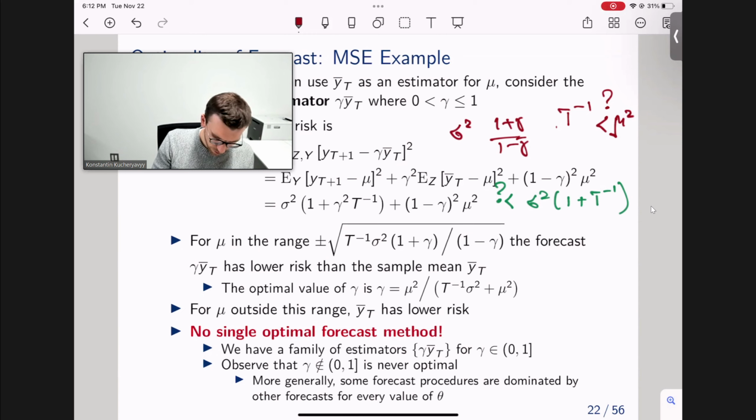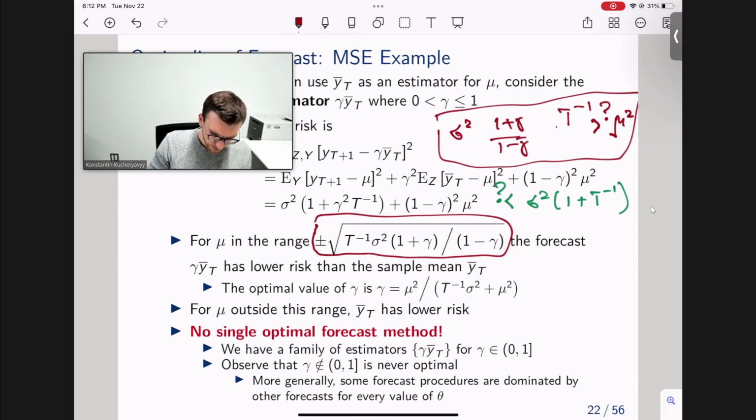And so we get that if mu, let's see if this is supposed to be lower. One second. I forgot. It's not like this. Yeah, I collected it in the wrong order, like this. And then that implies that if mu is in this range, or if this inequality holds, then we will achieve a lower risk than the sample mean.